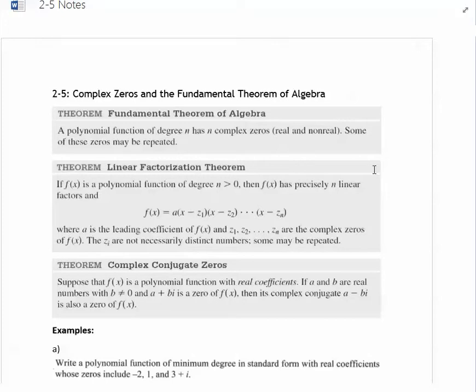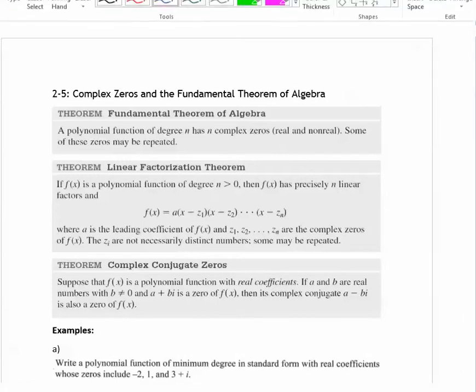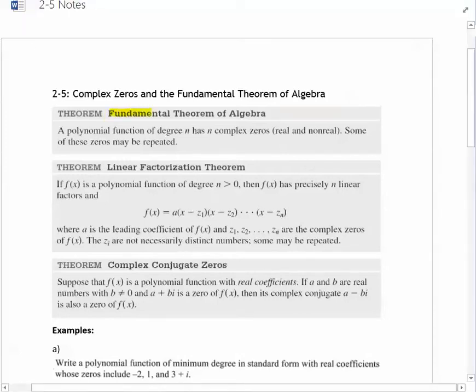All right. So the fundamental theorem of algebra, let's start there. It is tied to something we've already talked about, and it has to do with the degree of the function. If you have a polynomial function that has a degree of n, then we have n complex zeros. We've already talked about how the number of zeros is at most n, but that was when we were talking about real numbers. Now we're looking at complex zeros, which include basically every number, including real and non-real numbers.